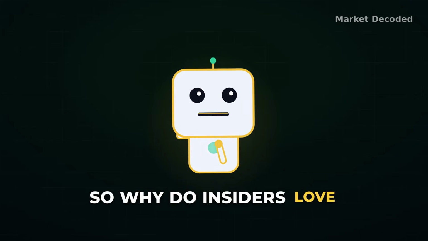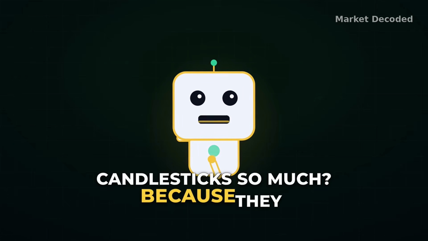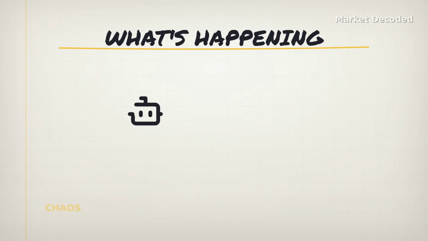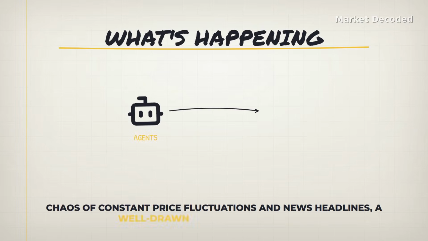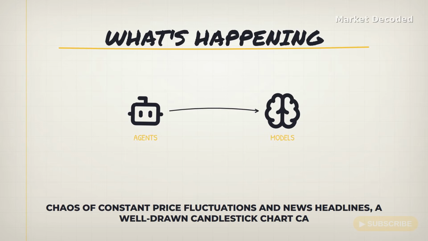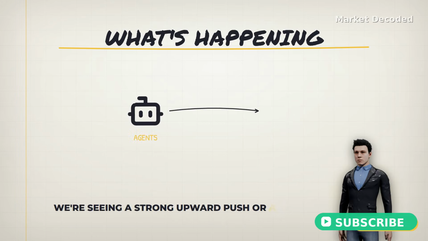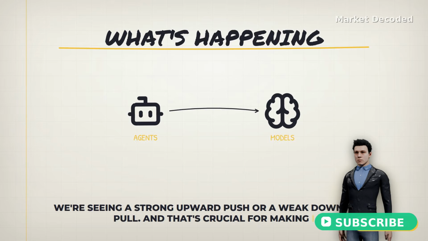So why do insiders love candlesticks so much? Because they bring clarity. In the chaos of constant price fluctuations and news headlines, a well-drawn candlestick chart can reveal what's really happening beneath the surface. It shows us whether we're seeing a strong upward push or a weak downward pull. And that's crucial for making informed decisions.